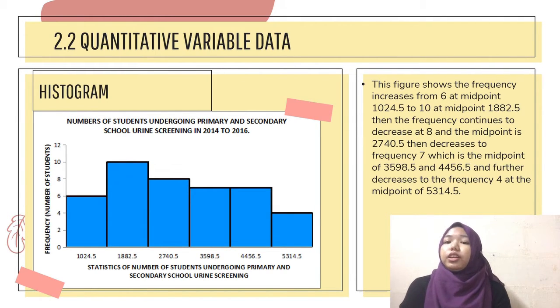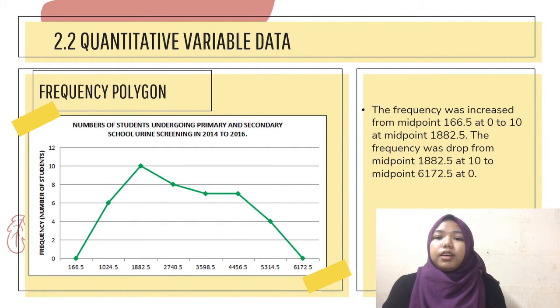The histogram figure shows the frequency increased from 6 at midpoint 1024.5 to 10 at midpoint 1882.5. Then the frequency decreases to 8 at midpoint 2740.5. Then it increases to frequency 7 at midpoint 3598.5 and 4456.5, and further decreases to frequency 4 at the midpoint of 5314.5.